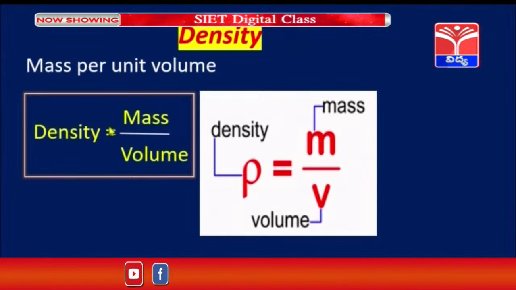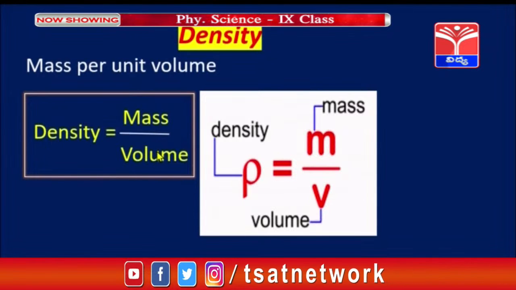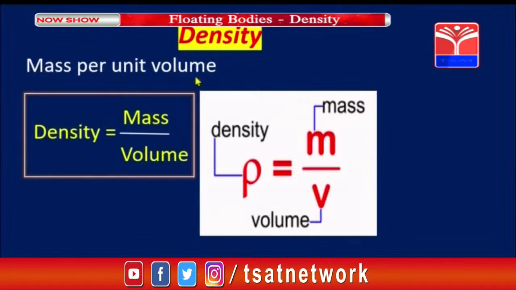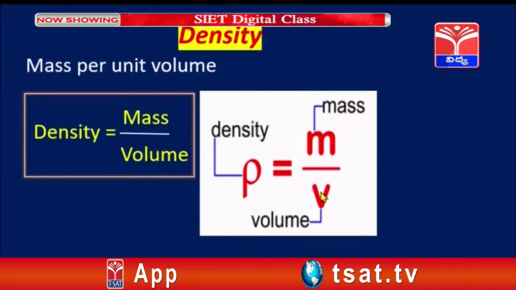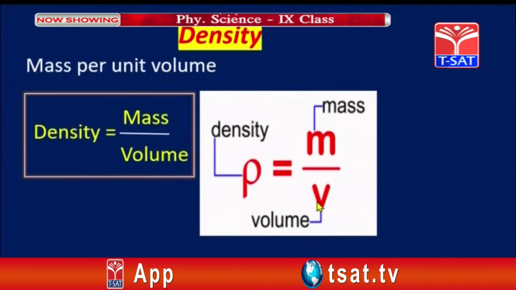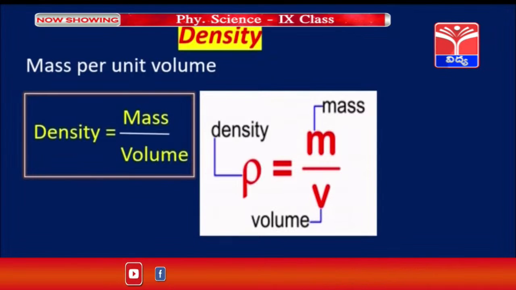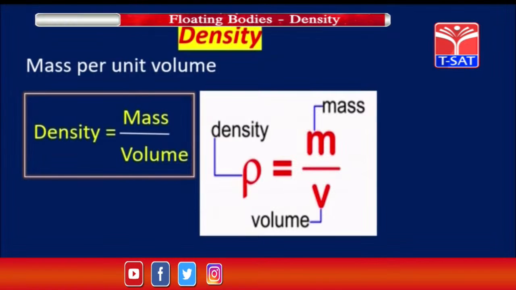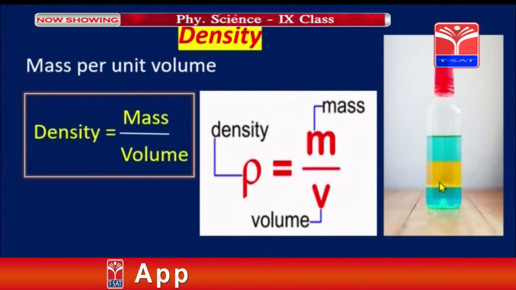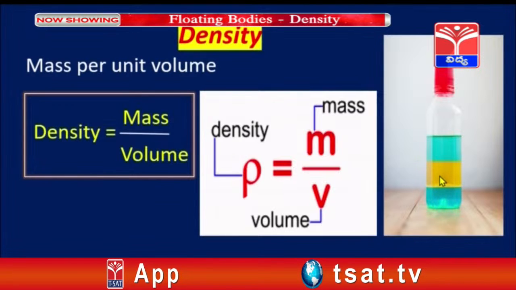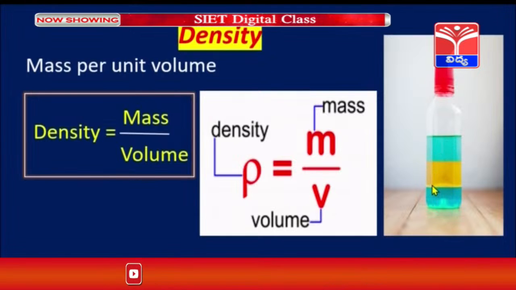So the mathematical formula for density is mass upon volume, and the definition is mass per unit volume is density, and density rho is equal to mass by volume. A very important formula for density. Then what is the significance of the previous activity? You can see, children, here we have three different kinds of liquids. This liquid is at the bottom, this liquid is in the middle, and this is on top of the two liquids. So what is the reason?